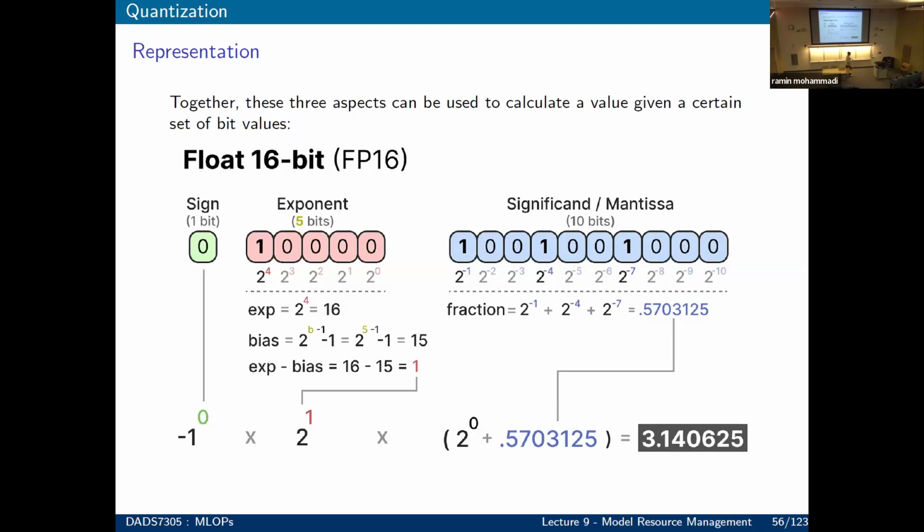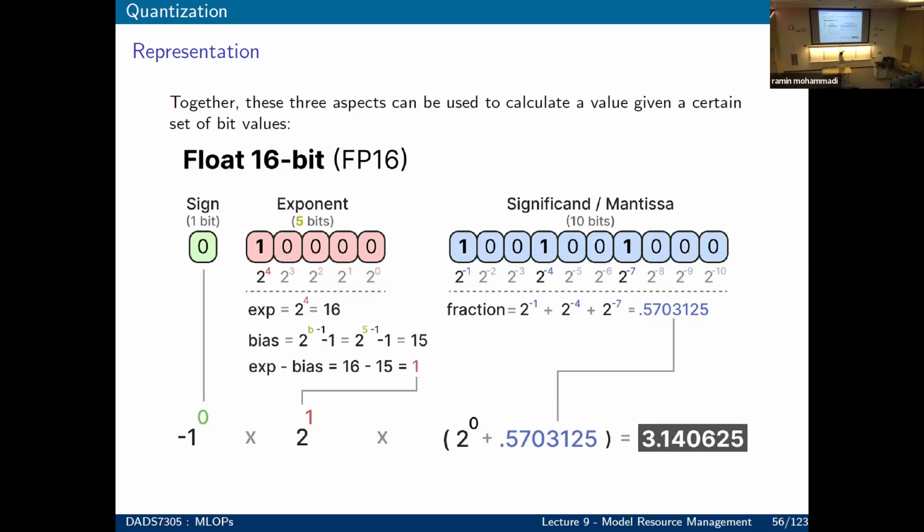Then you have bias. Bias is 2 to the power of b minus 1, where b stands for the bits, right? So 2 to the power of how many bits you have in the exponent: 5. 2 to the power of 5 minus 1, or 2 to the power of 4, minus 1, total 15. 16 minus 15 becomes 1. 1 becomes the 2 to the power of 1. So when you try to represent this number, minus 1 to the power of 0 times 2 to the power of 1.